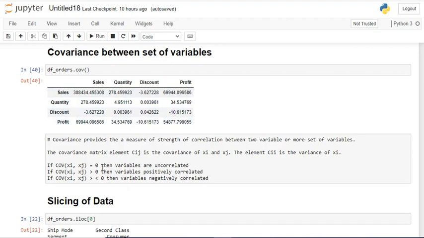If it is 0, the variables are uncorrelated. So here there is 0 for quantity versus discount, so these two variables are uncorrelated. If greater than 0, the variables are positively correlated. So all the values are greater than 0, except some minus values. Also you can see there is a negative correlation between sales versus discount.